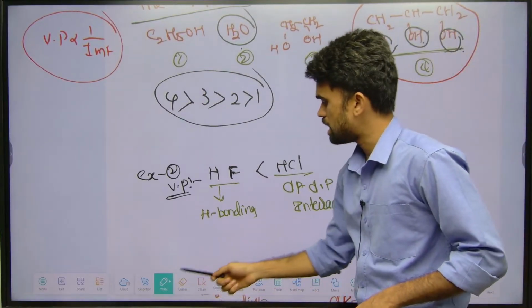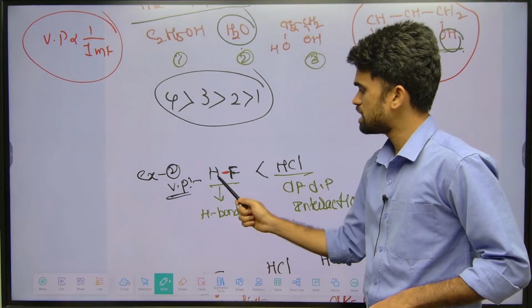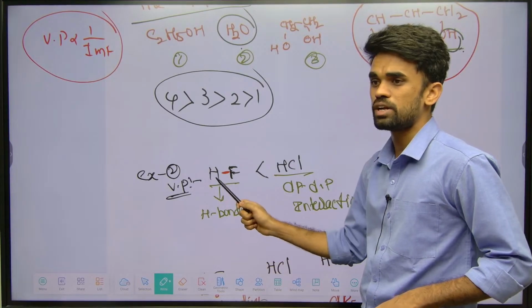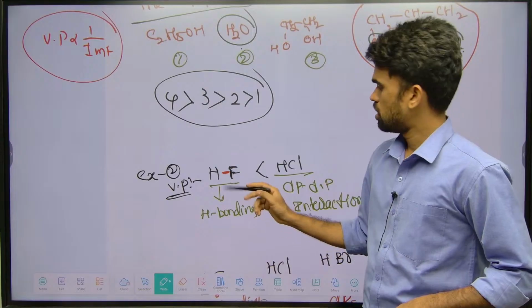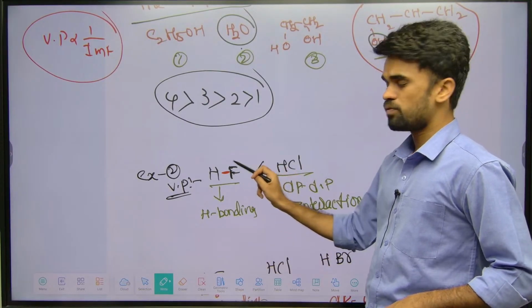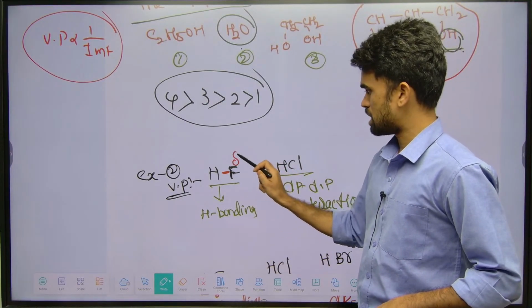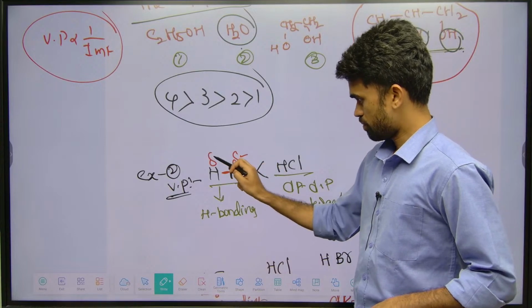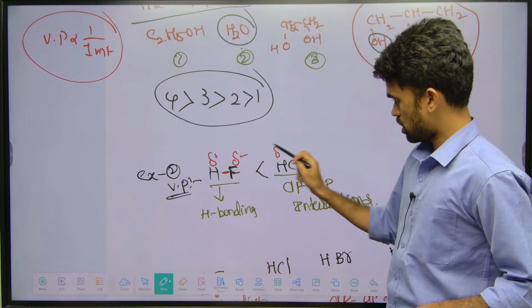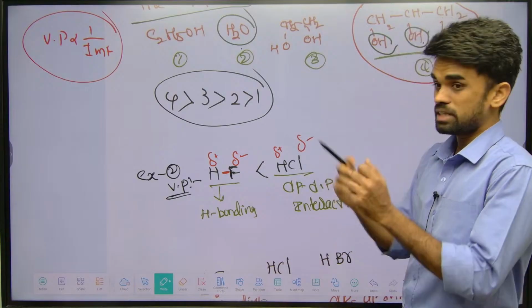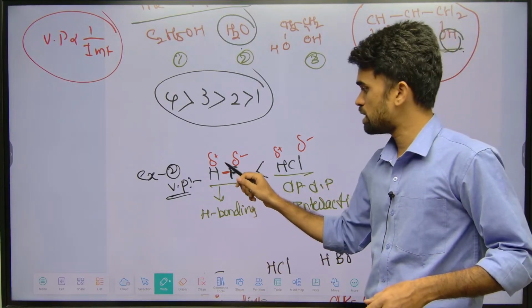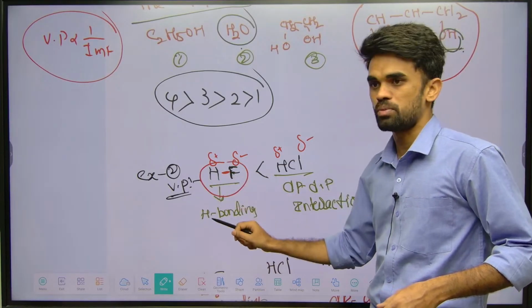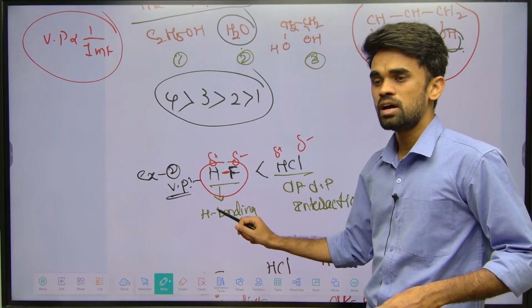Here, if you compare HF, there is a larger electronegativity difference between fluorine and hydrogen. Which is the most electronegative element? Between fluorine and chlorine, fluorine is highest. So it will get a partial negative charge and hydrogen a partial positive. Here also, partial positive and partial negative. But the polarity will be more in which case? The HF case. So that's why it makes a very strong hydrogen bonding.